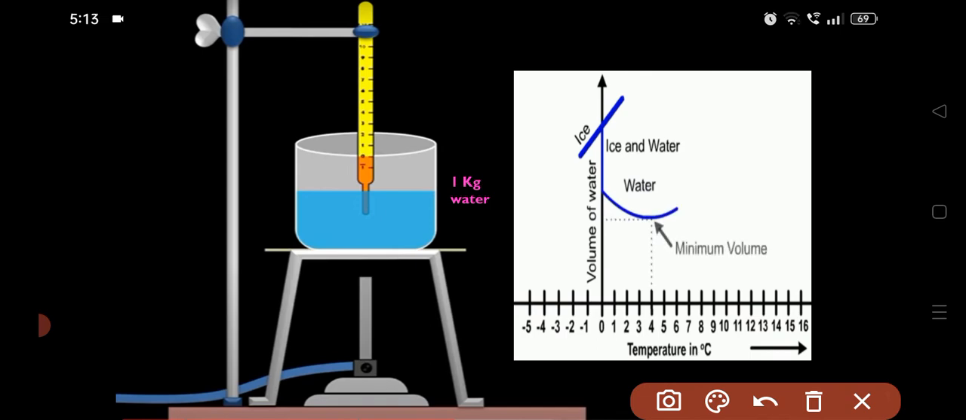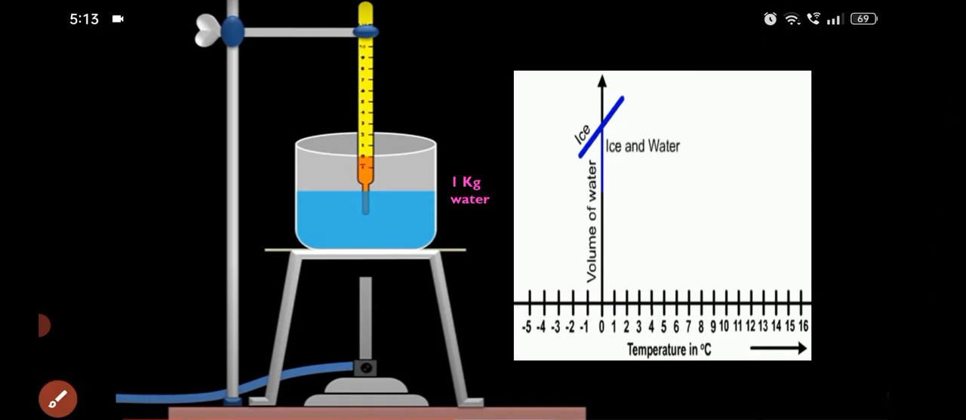And what is this anomalous behavior? Anomalous means abnormal behavior. Here you can see the water is showing abnormal behavior. From 0 to 4, the temperature is increasing, and if the temperature is increasing, of course the liquid should expand, but instead of expanding, its volume is decreasing. It means it is contracting. Then after 4 degrees Celsius, again it will show the normal behavior. This abnormal behavior is seen only between 0 to 4 degrees Celsius, and this is the abnormal behavior of water.